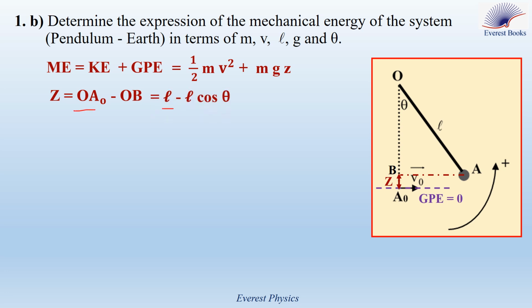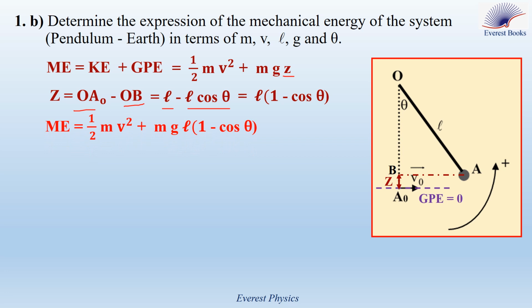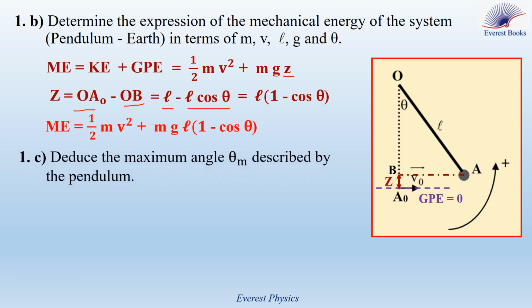And using the right angle triangle OBA, cosine theta is equal to the adjacent OB over the hypotenuse OA. So OB is equal to L cosine theta. Then Z is equal to L into 1 minus cosine theta. Now replace Z by L into 1 minus cosine theta in the expression of ME. So ME becomes 1/2 m v squared plus m g L into 1 minus cosine theta.